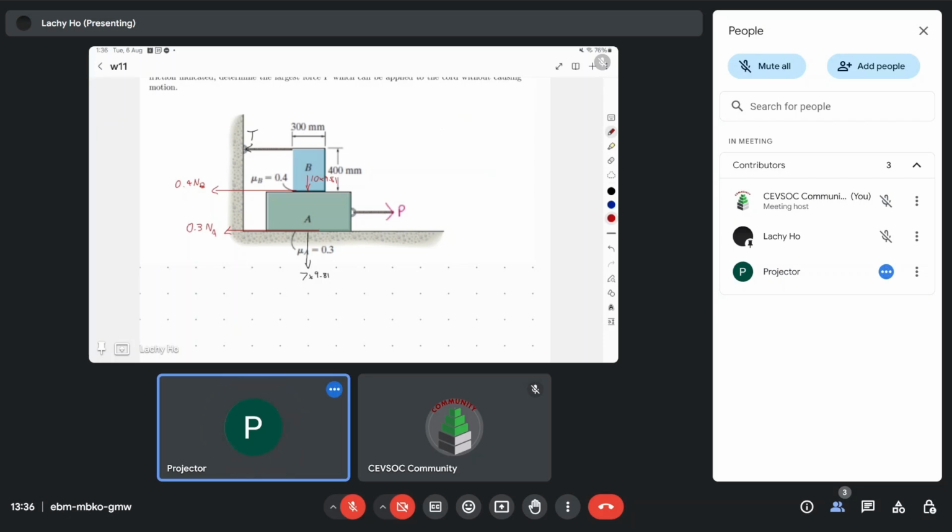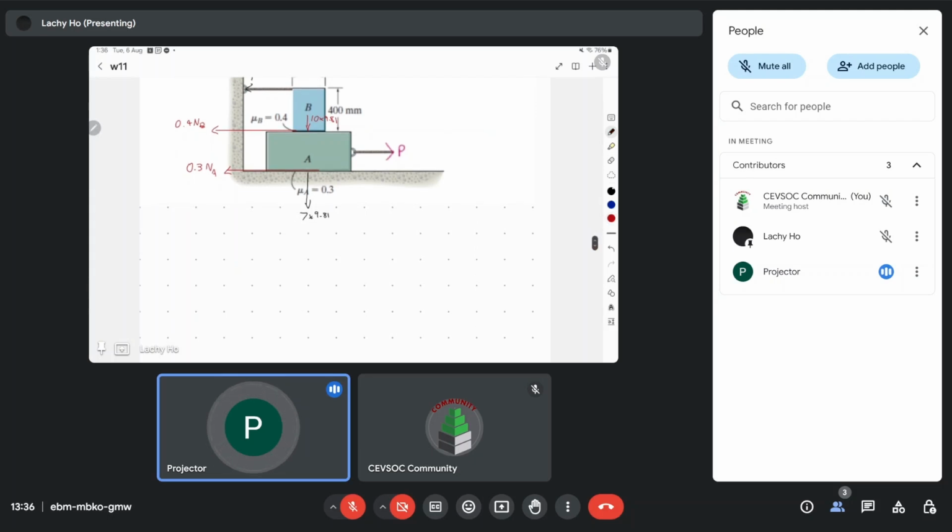Okay, so let's look at B first. So let's just look at block B. Let's draw a diagram of just block B. So we have this block B. We have this T force. We have this weight force. And then we also have this friction force.